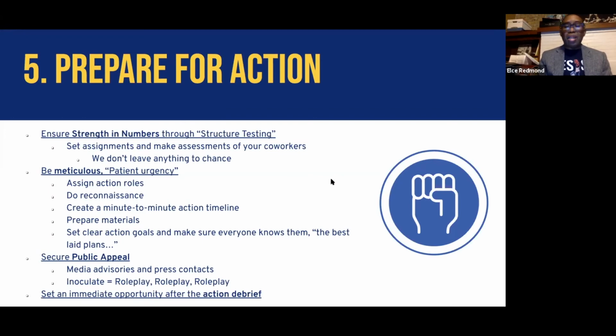Public appeals, all right? Media advisories, press contacts. As we talked about, as you saw in that video, there are people who are prepared to speak. So you want to make sure that you have folks who are prepared to speak to the media if you go down that road. One of the ways to do that is role playing, a conversation not only with the bosses, but also with the media, or with an elected representative who's going to be there to support the fight itself.